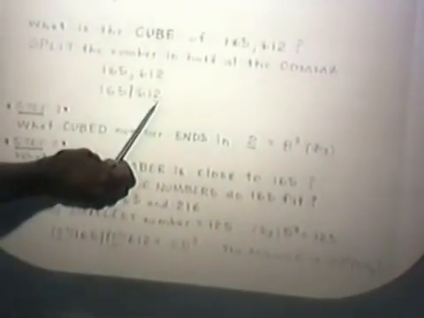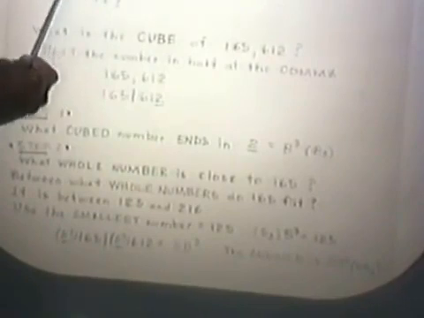That's the cube. We have the 2 major steps, remember? We split the number in half at the comma. Then we look for a number that ended in the same digit. We found out it was 8.